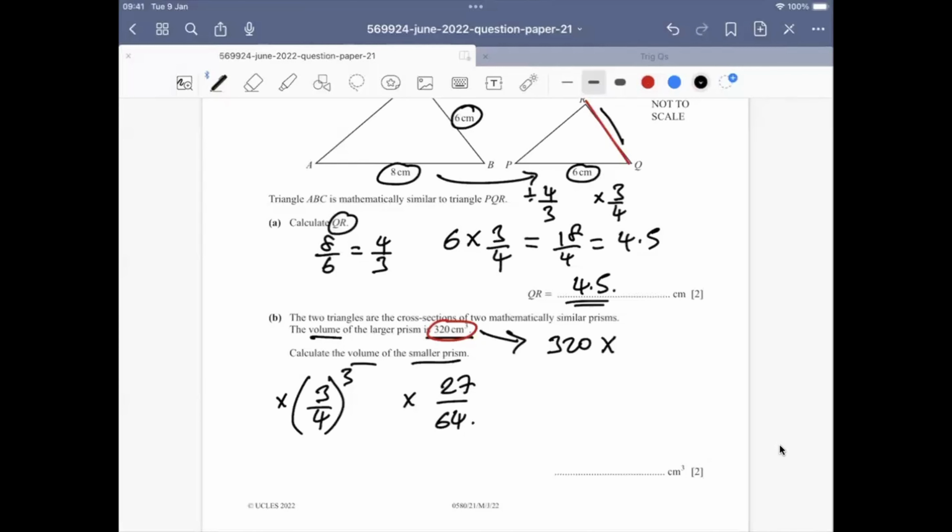So we're going to take our volume of our larger prism, which is 320, and we're going to multiply it by our modified scale factor for dealing with volumes, 3/4 cubed. And that's the same as multiplying by 27/64, as pointed out here. But we can just plug that into our calculators. So 320 times 27 divided by 64 gives you 135. So 135 centimeters cubed is the volume of the smaller prism.